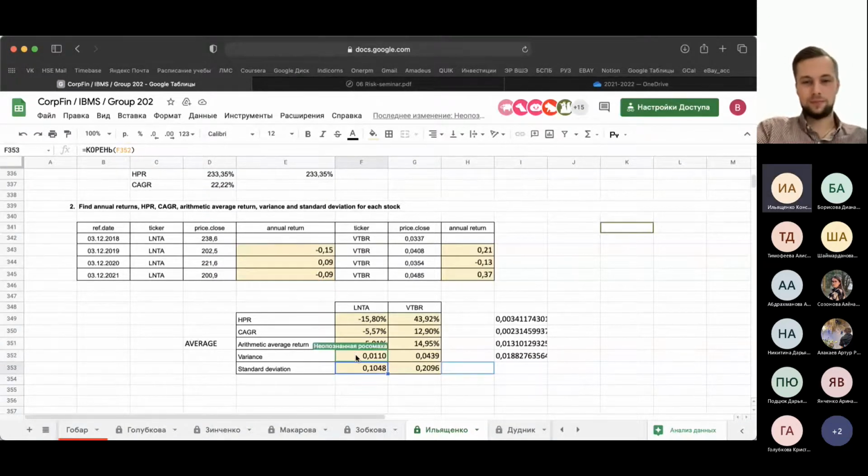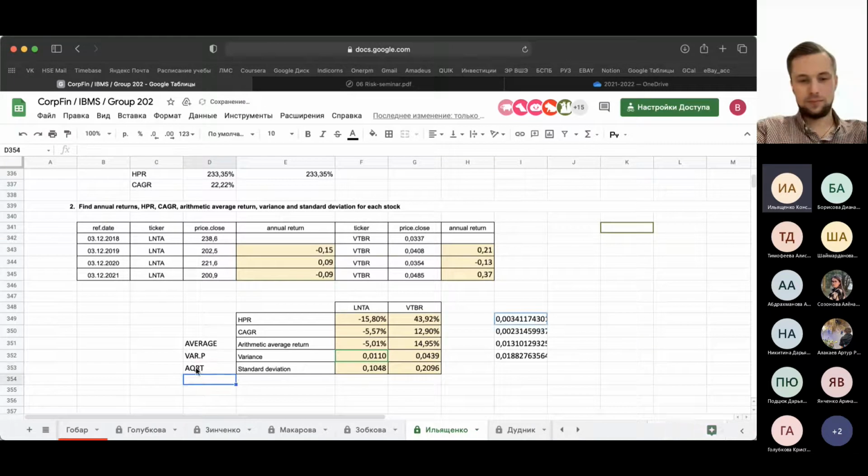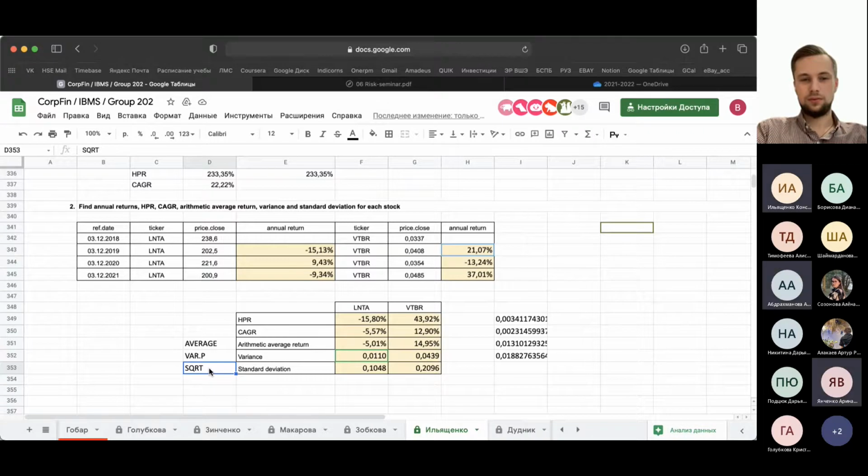For variance, we just used the var.p formula, and for standard deviation, we just use the square root or also standard deviation.p. I tried to compute it manually, but I have different results. For the standard deviation, we just use the square root of the variance. In Russian it's the function koren. In English, does it look like this? Yes, square root.